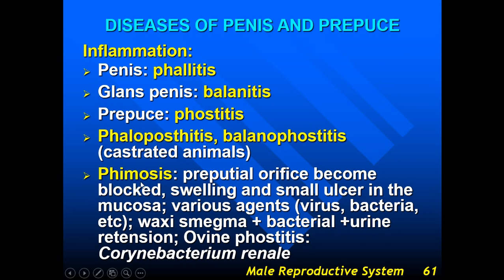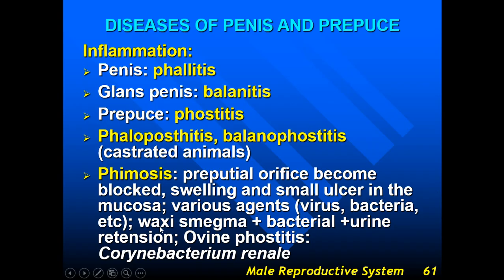Usually for phimosis, the bacteria that cause it can vary. It can be multiple species, multiple types of bacteria. For example, it can be Staphylococcus or E. coli, also Corynebacterium, and some viruses, for example herpes virus, causing fasciitis and prepuce inflammations, and the infection can spread to surrounding tissue.